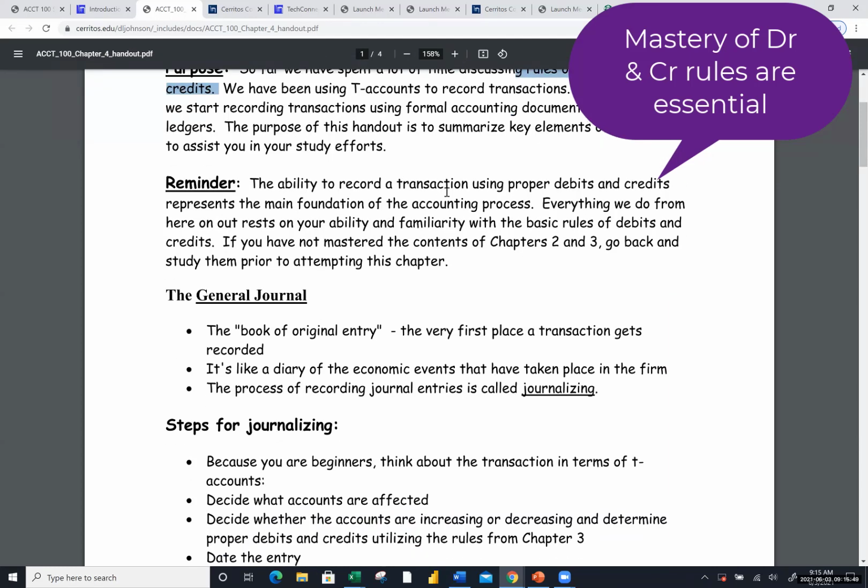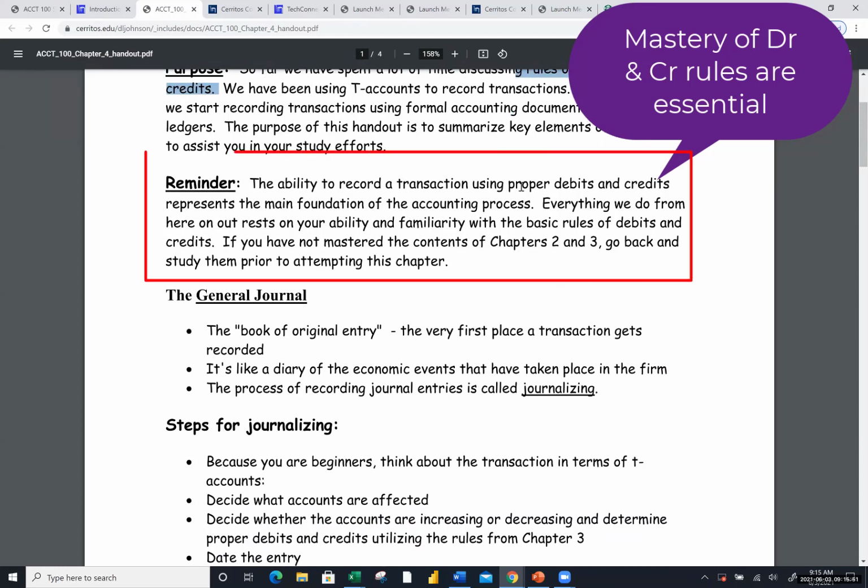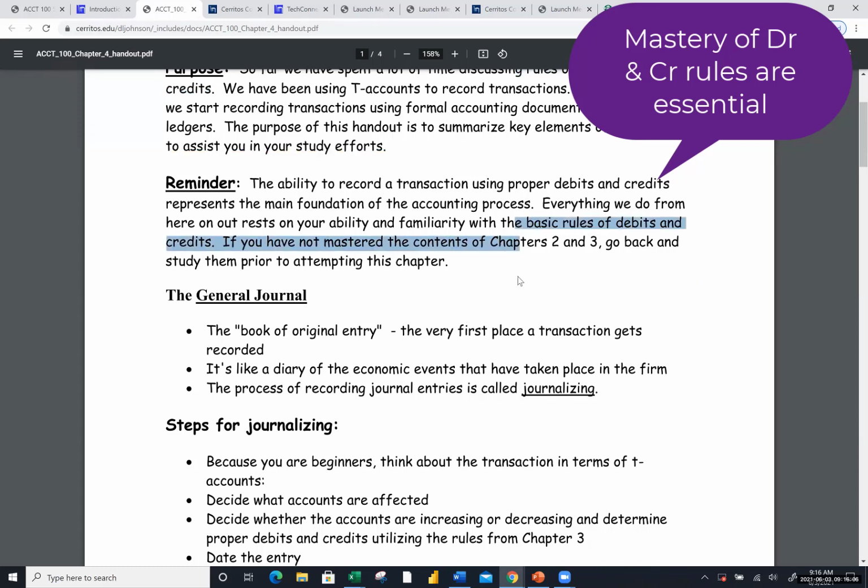So a reminder, the ability to record transactions using proper debits and credits is the main foundation of this course. And everything we do in here, and I mean everything, rests on your ability to use the basic rules of debits and credits. So that's just a warning for anyone that may have tried to shortcut it. Maybe you didn't realize how fast summer classes went. Maybe you didn't get a chance to do the chapter 3 homework because you work a lot of hours. I get it. But we cannot go forward until we master that.